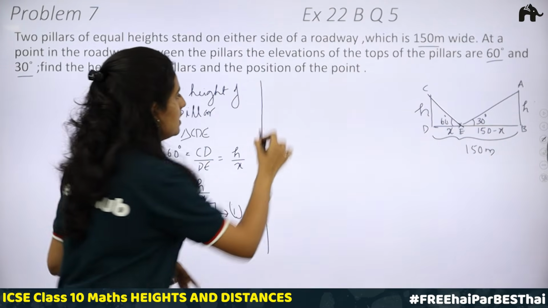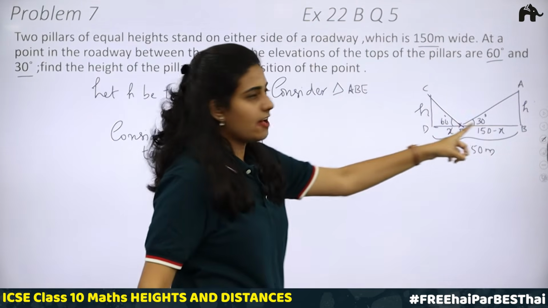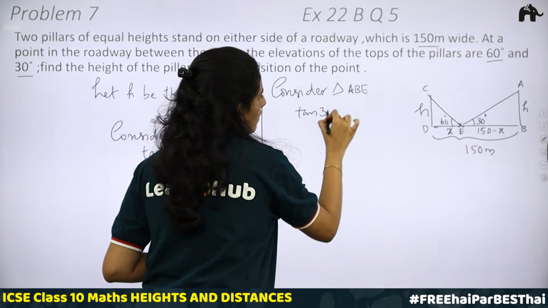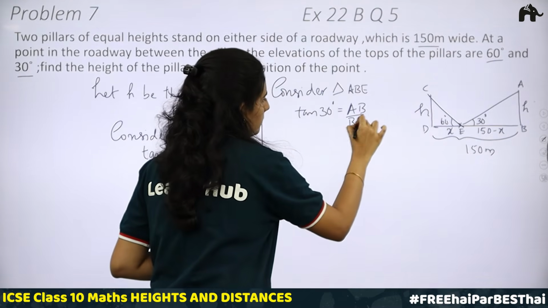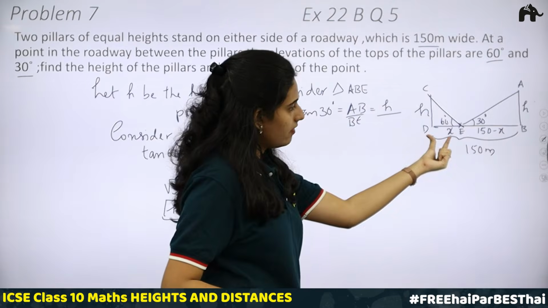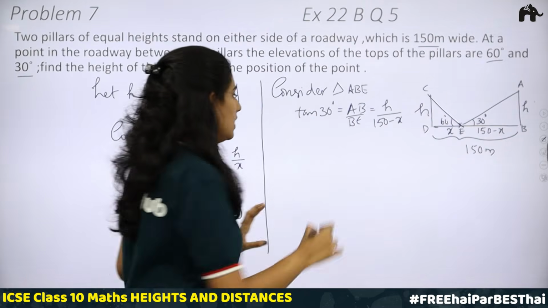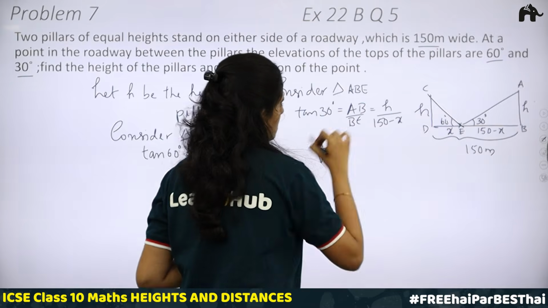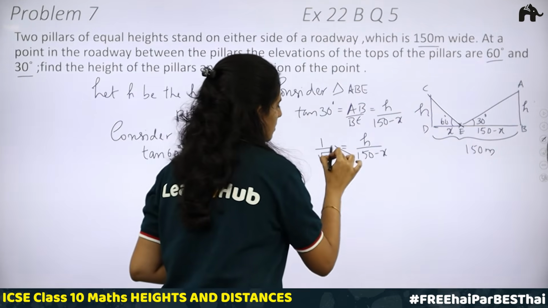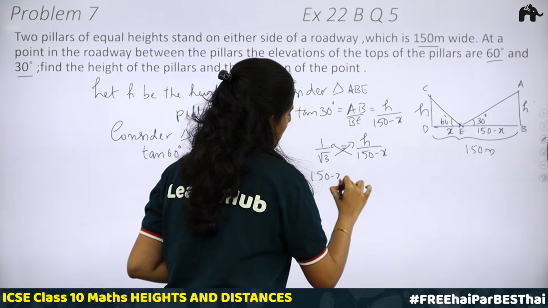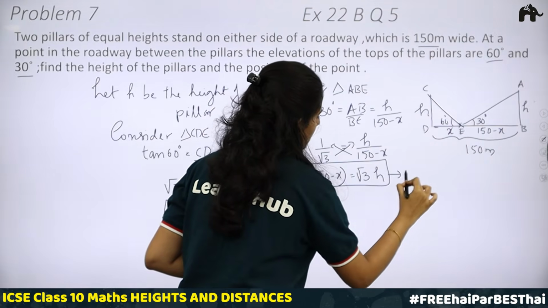Now consider the second triangle, triangle ABE. Here we have angle 30 degrees. Tan of 30 degrees will be equal to opposite AB divided by adjacent side BE, and that is h divided by 150 minus x. Tan 30 degrees, what is the value? 1 by root 3. 1 by root 3 is equal to h divided by 150 minus x. Cross multiplying, we get 150 minus x is equal to root 3 h. This we are taking as equation 2.